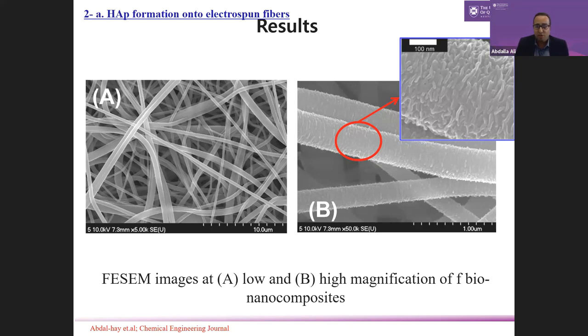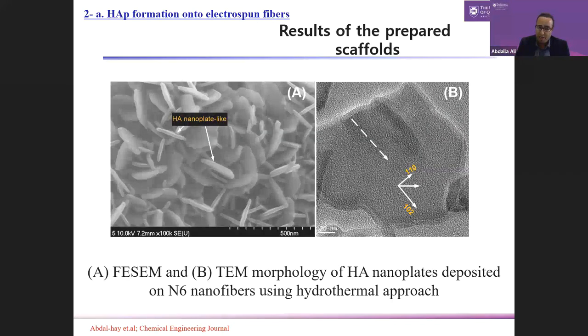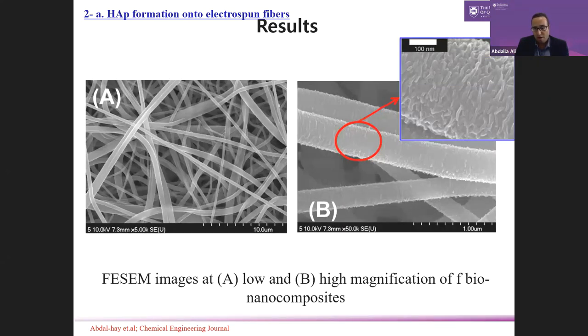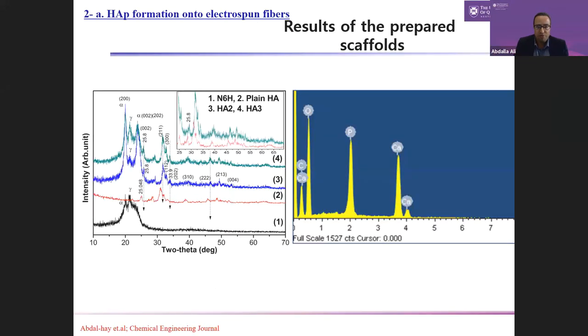You can see the surface of each single electrospun fiber after hydrothermal treatment being fully covered with a nanoplate-like structure that we can see here after we dissolved the electrospun mat and collected the mineralized layer from the surface. We can see hydroxyapatite nanoplates being formed in a very regular fashion on each single electrospun fiber. XRD also confirms the deposition and formation of hydroxyapatite onto the surface.